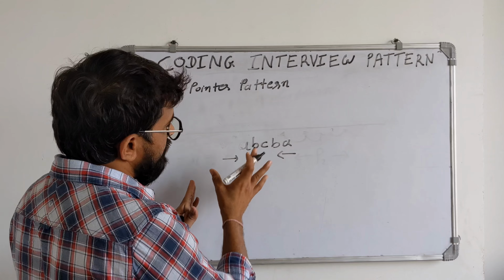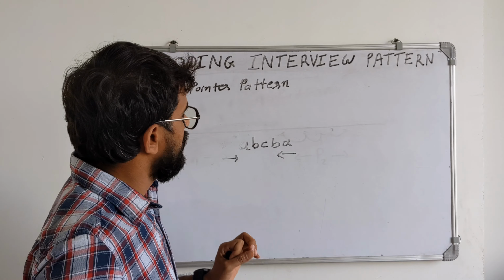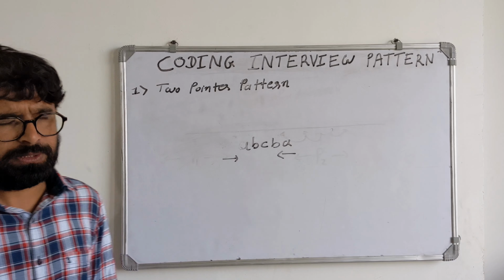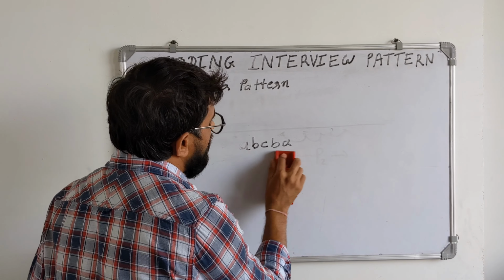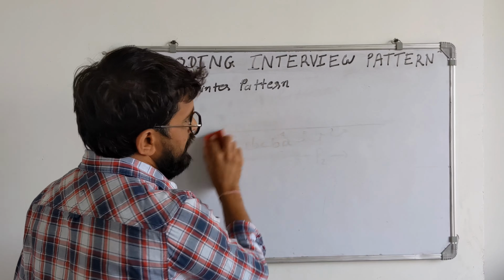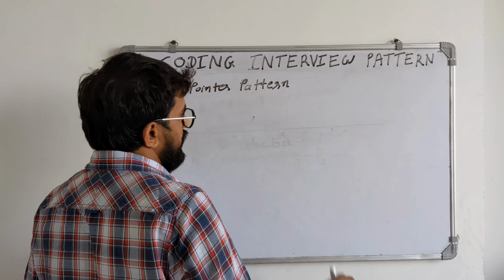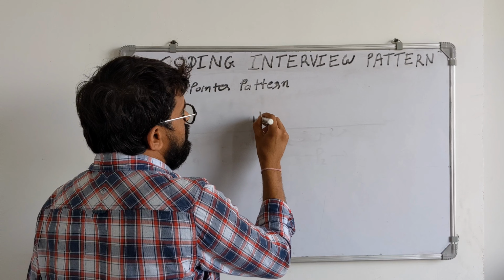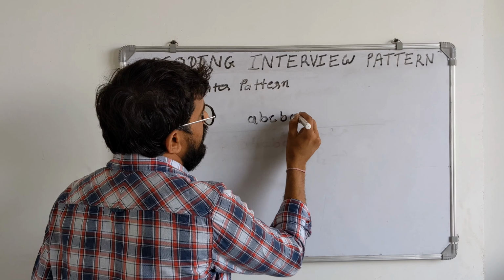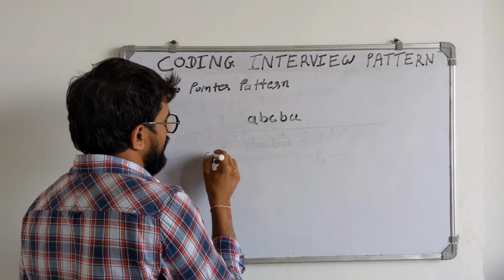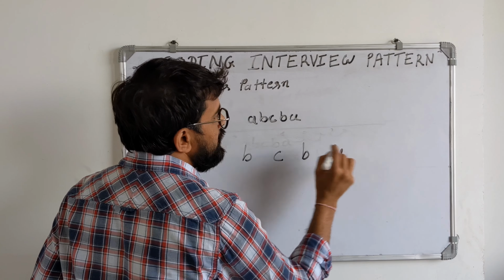Now we want to solve this problem, whether the string is a palindrome or not, using two pointers. How can we do it? As we said, we will keep two pointers. Let me write the string, sorry guys: A, B, C, B, A. I'm writing this one, A, B, C, B, A, and just keeping some space.